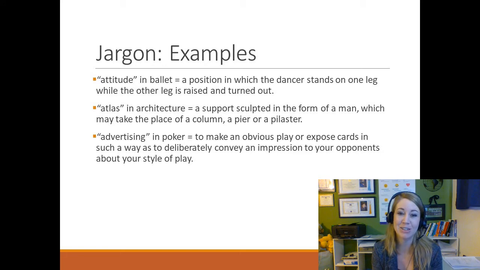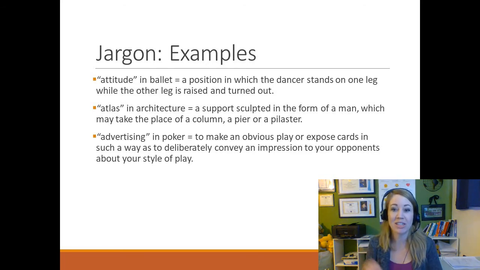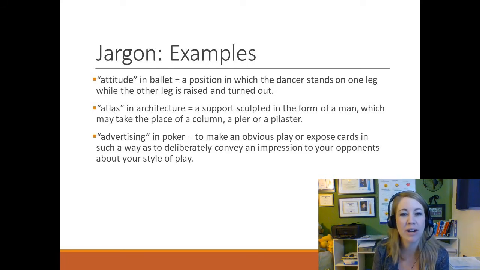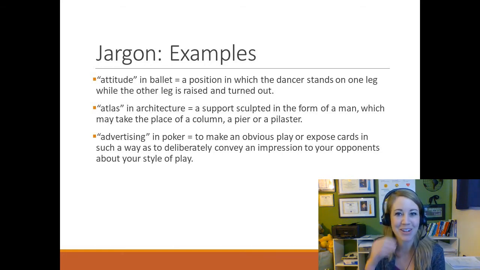When we hear the word attitude, generally we think of someone's emotional state or a teenage girl giving an attitude. But in ballet, the term attitude actually means something different. It means a specific body position they're supposed to take. Same with atlas. When I say atlas, you think of a map, but in architecture, this term refers to a column or a person-like structure of support. So it has a specific meaning in architecture that it doesn't have for us as non-insiders of architecture.